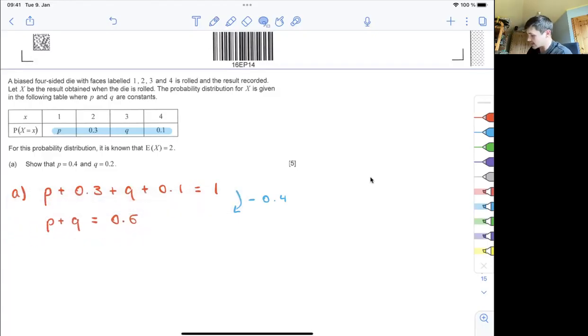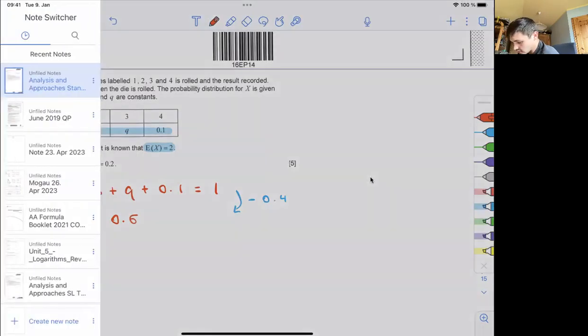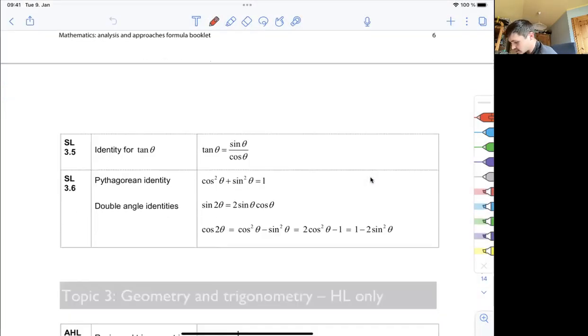And funny enough, we can see that if P was 0.4 and Q was 0.2, that would satisfy this equation. But to completely show that, to confirm this, we're going to have to use the information that the expectation of X, the expected value of X, is 2. Now the formula for the expected value of a probability distribution is given to you in your formula booklet. Let's just go have a look.